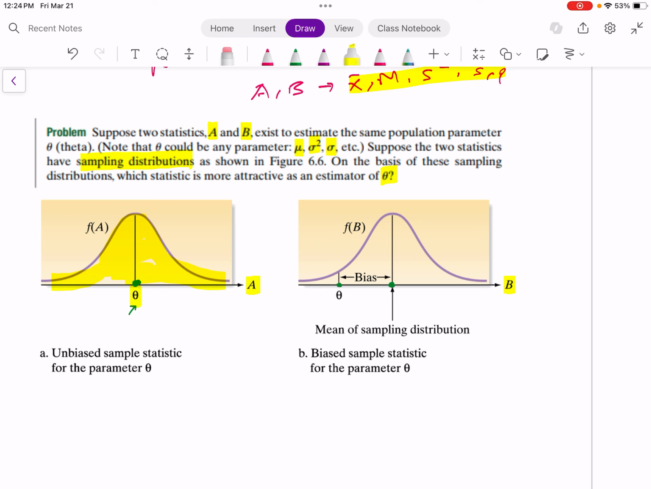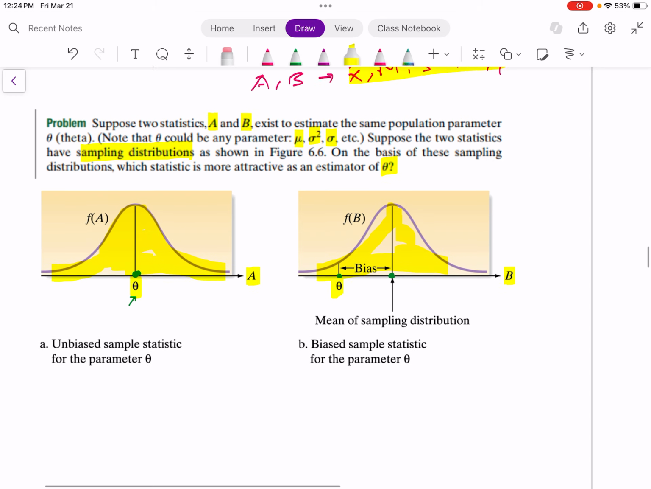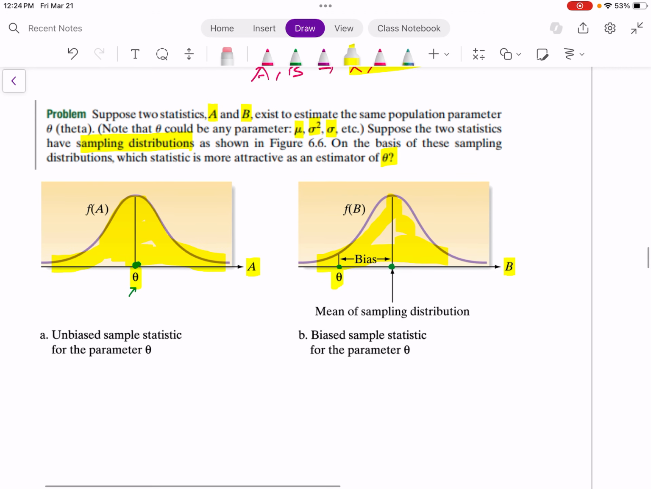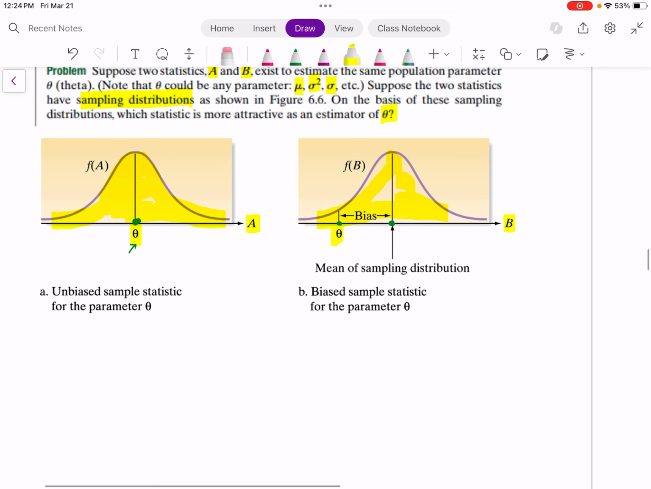In the second case, is the sampling distribution centered at our parameter theta? Our theta is all the way to the left, right? So out of these two sampling distributions, the one for statistic A is the best estimator. We always look for the sampling distribution that is centered at the parameter. This is one way to find the best estimator.